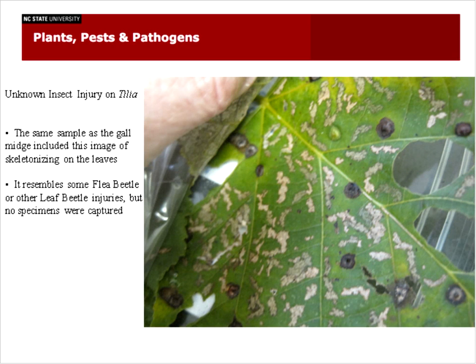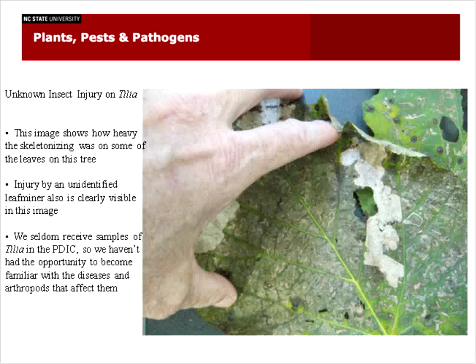Also on that same sample, or images of that same sample, we got this interesting example of a skeletonizing injury on the basswood leaf. And we don't know what this is from its appearance. I'm guessing that it's one of the flea beetles or some other kind of leaf beetle, but there was no mention of beetles or other chewing insects in the information that came with this sample, and there were none visible in the image itself. A close-up or another shot of the same sample shows how extensive the feeding injury is.